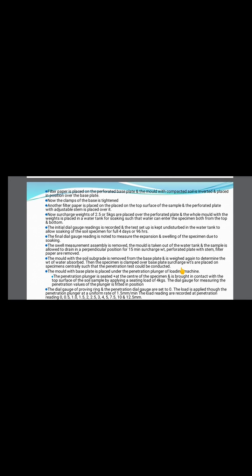Then filter paper has to be placed on the perforated base plate and the mold with compacted soil is inverted and placed in position over the base plate. Now again the clamps of the base plate are tightened. Another filter paper is placed on the top surface of the sample and the perforated plate with adjustable stem is placed over it.